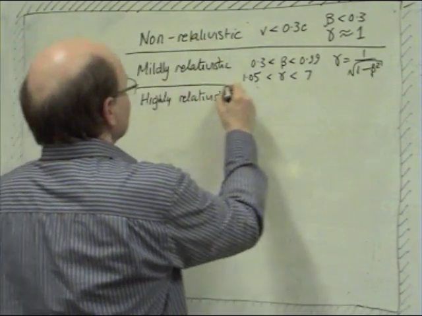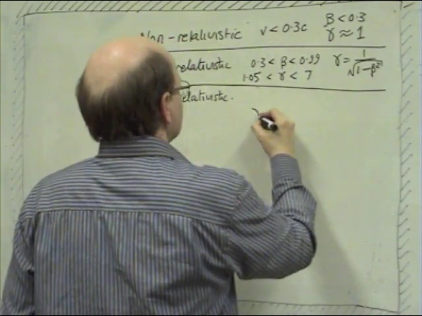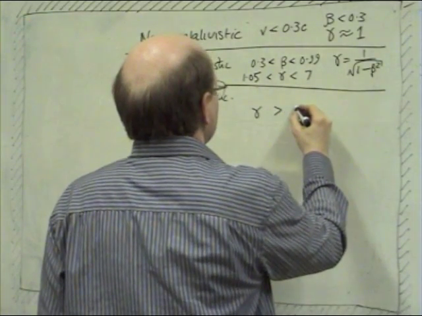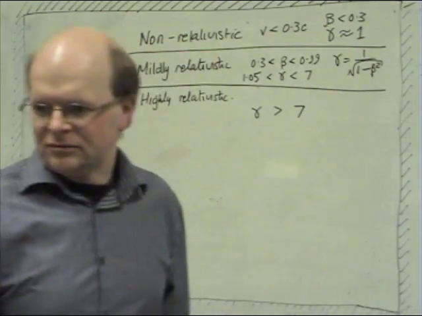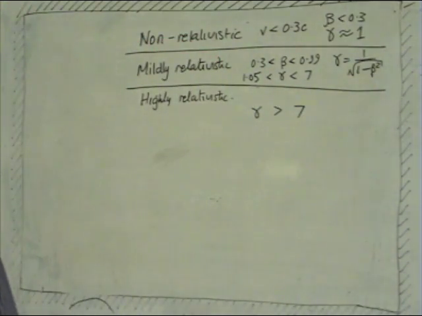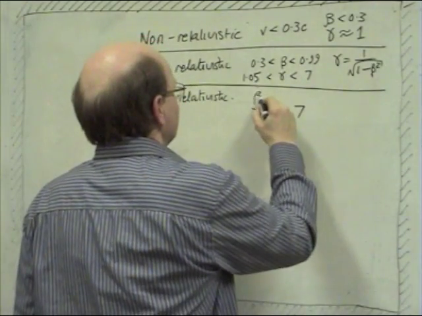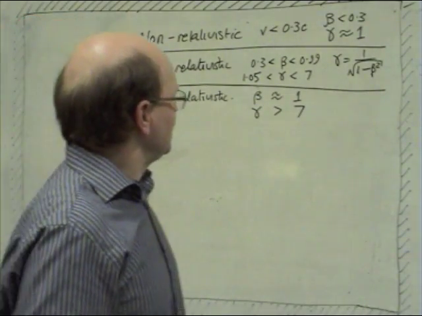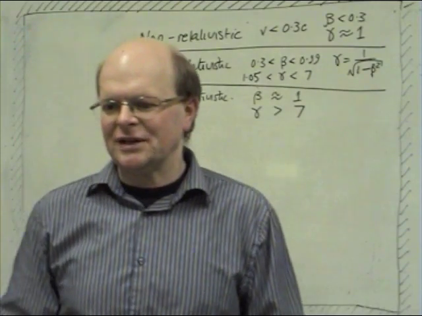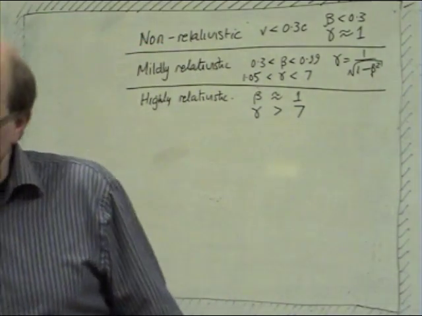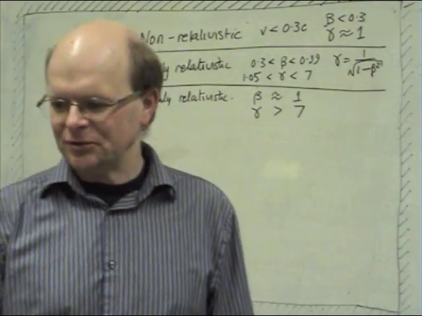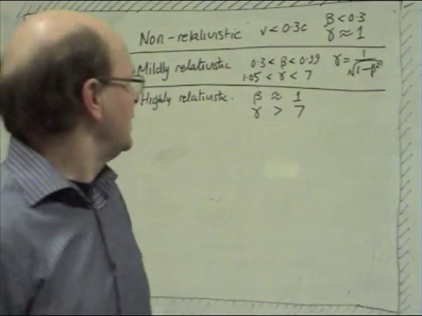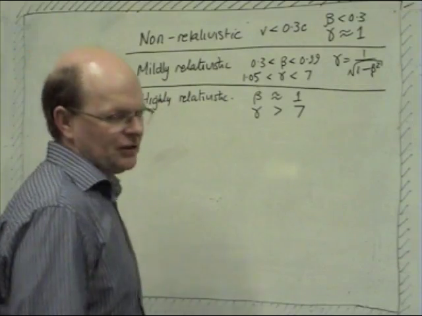For highly relativistic particles, gamma, and I'll do things in terms of gamma for reasons that will become obvious in a minute, is greater than 7. Okay? When gamma is greater than 7, beta, as near as makes no difference, is approximately 1. Okay? And so if you have a formula containing betas and gammas, and you know that gamma is bigger than 7, then you can set all the betas equal to 1 in the formula. And it greatly simplifies the formula. So that's really a useful thing to know.